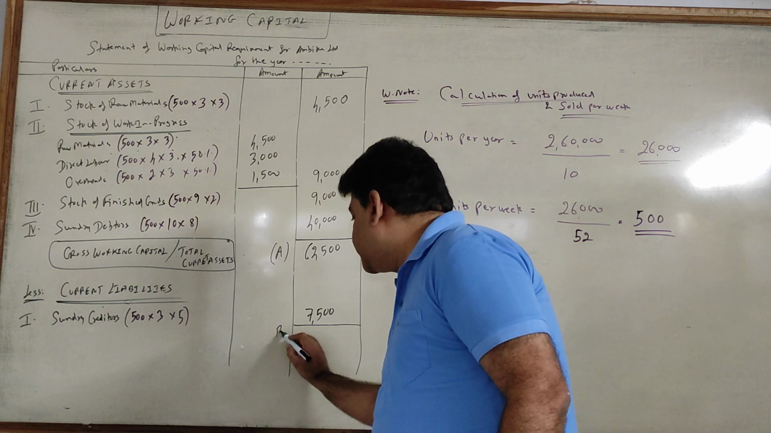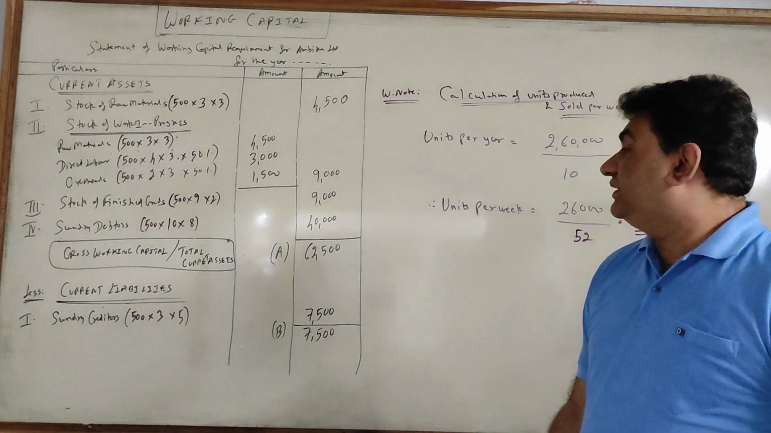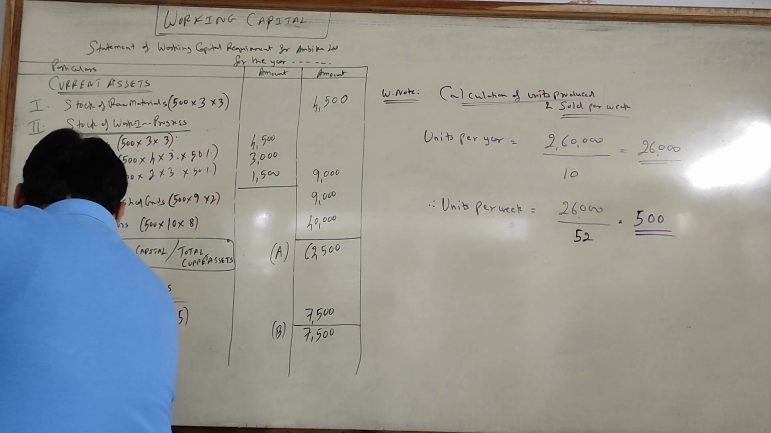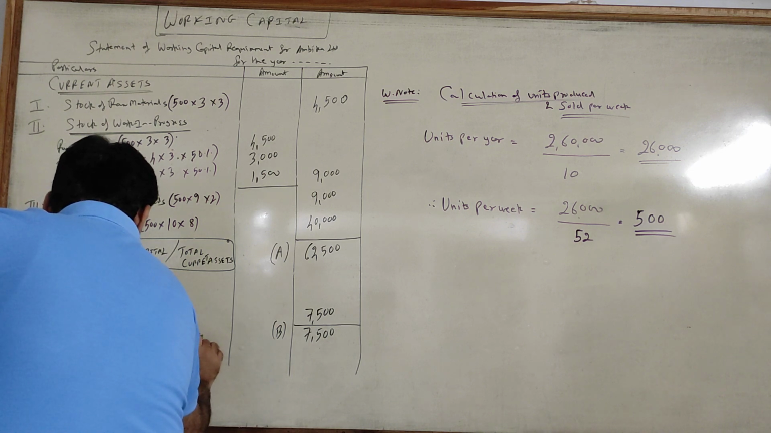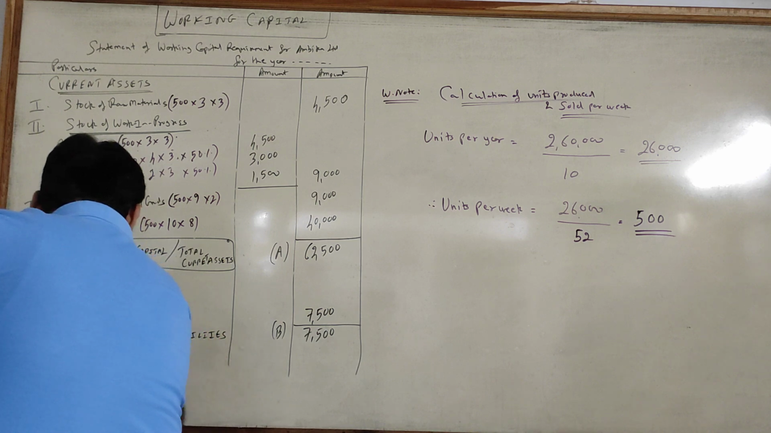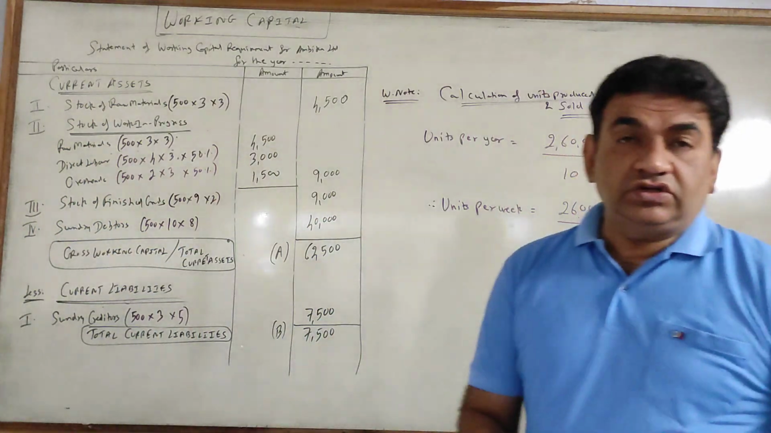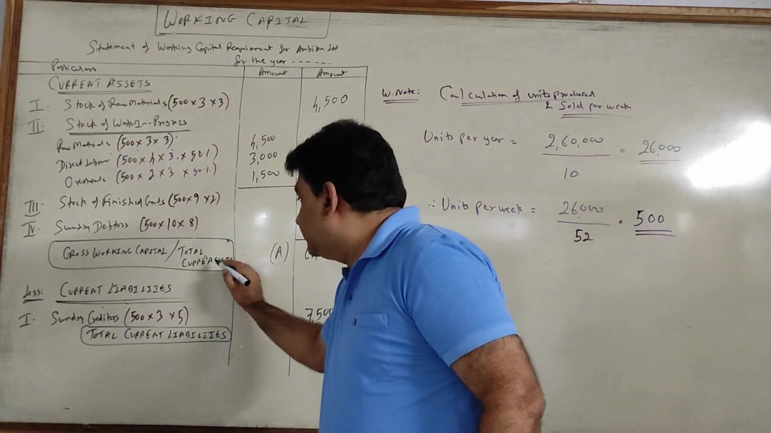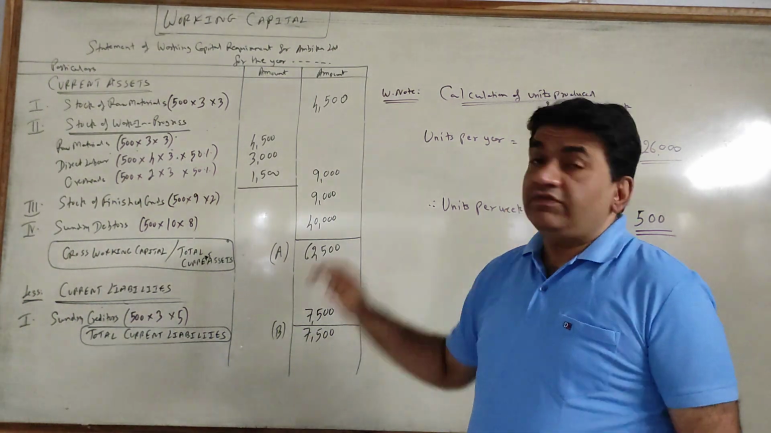For presentation purpose, we will take the total, make it as B, 7500, and there is no other alternative word, you will call it total current liabilities. Got it? So A was gross working capital or total current assets. B was total current liabilities.